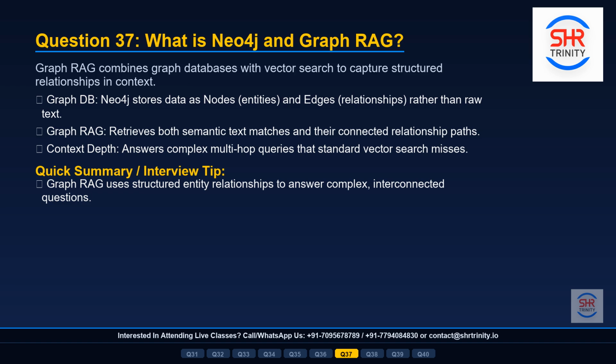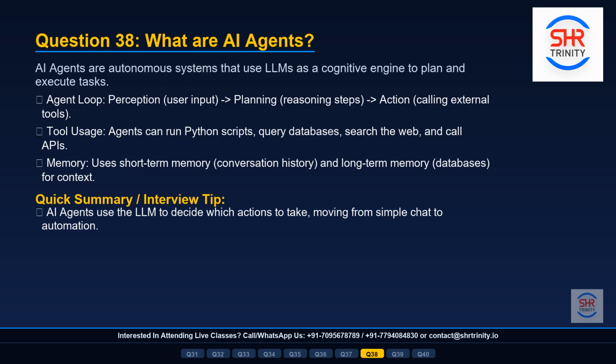Question 38. What are AI agents? AI agents represent a shift from passive conversational chatbots to active, autonomous systems. An AI agent uses a large language model as its central brain or cognitive engine. When given a high-level goal, the agent does not just output text. Instead, it enters an iterative planning loop.